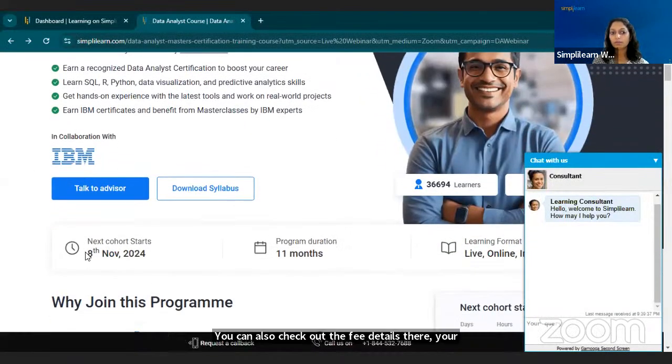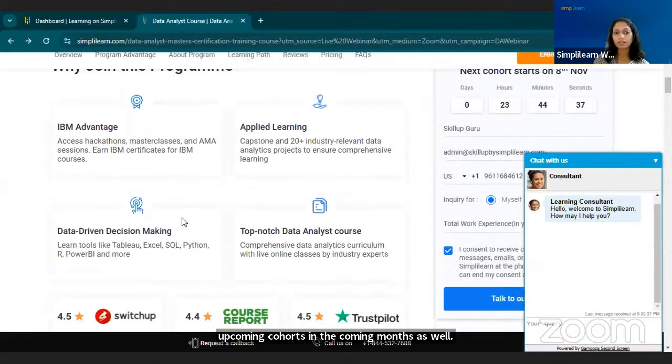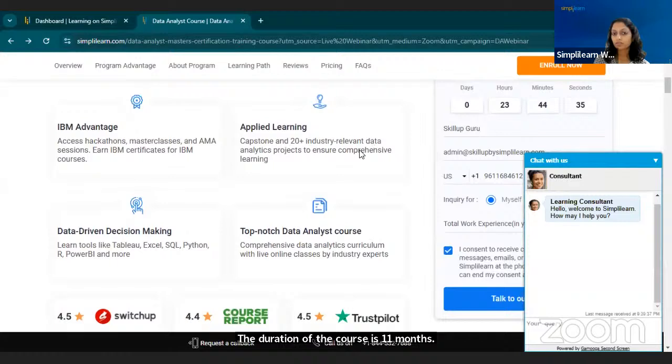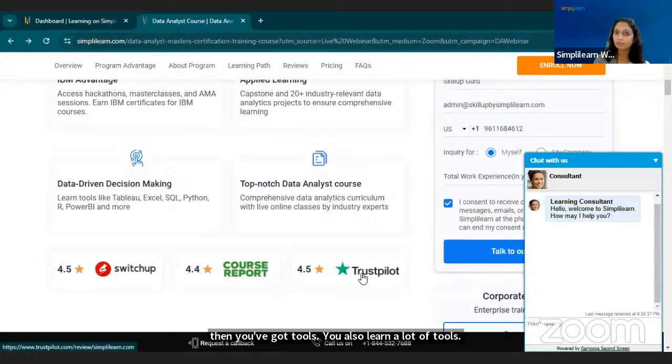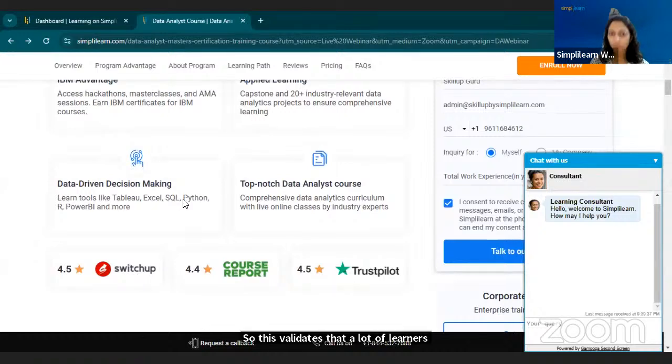So remember that the next cohort starts tomorrow, but we have upcoming cohorts in the coming months as well. The duration of the course is 11 months, and we've told you that you've got access to 20 plus industry relevant data analytics projects, and you also learn a lot of tools. These are some platforms that have rated us. So this validates that a lot of learners like these courses and find them actually useful.